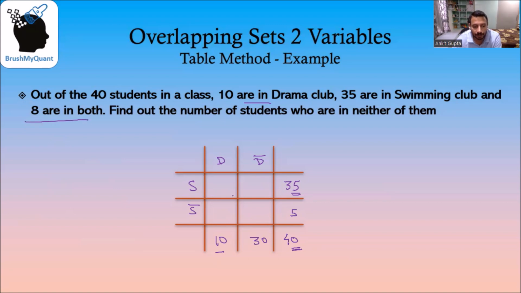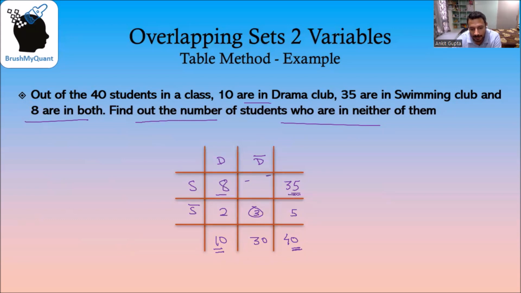And 8 are in both of them. So that means this will become 8. Now we have to find out the number of students who are in neither of them. That means we have to find this particular value. Now we know this is 8 and this is 10. That means this becomes 2. And since this is 2, this is 5. So this becomes 3.